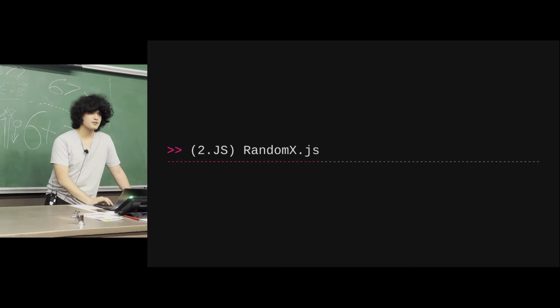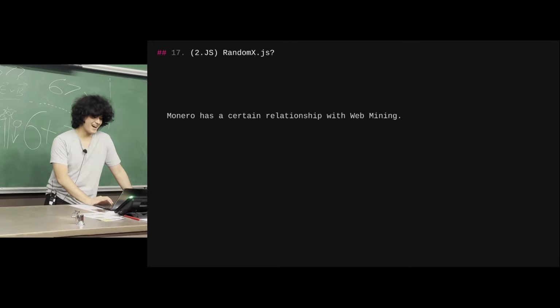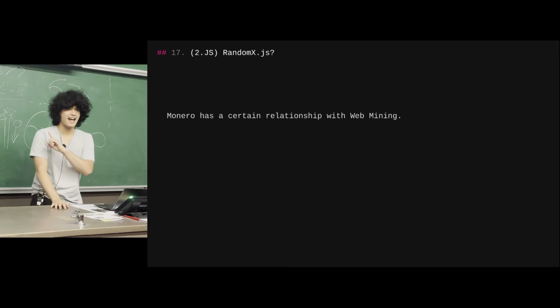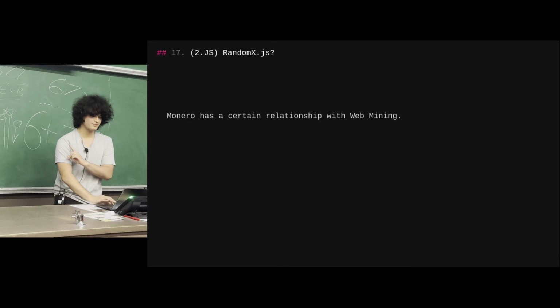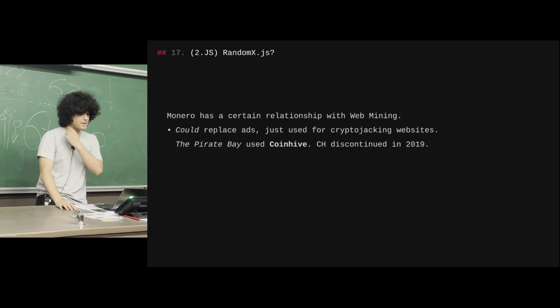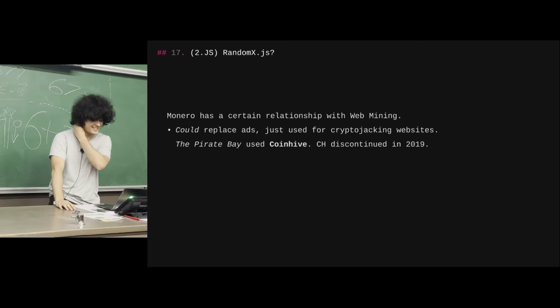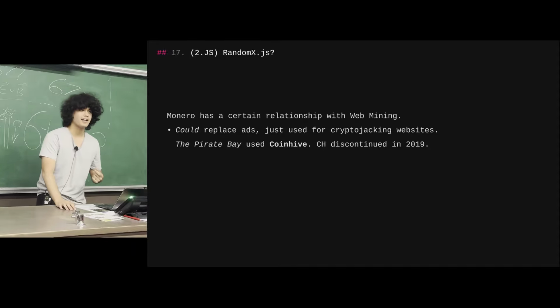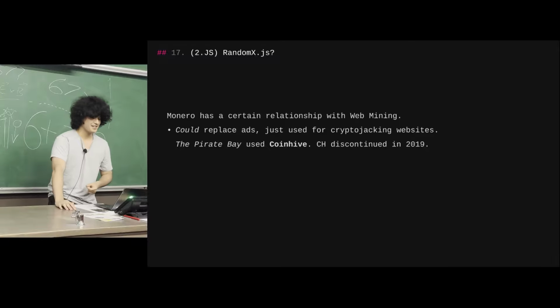So here's my implementation. I'll just talk about web mining. Monero has a certain relationship with web mining. Web mining is just executing a script in the browser to mine coins at your user's expense. It could replace ads, but it is mostly used for cryptojacking websites. This is basically installing a script in a website that you hacked into and then mining without them knowing. This is a crime, it's bad.